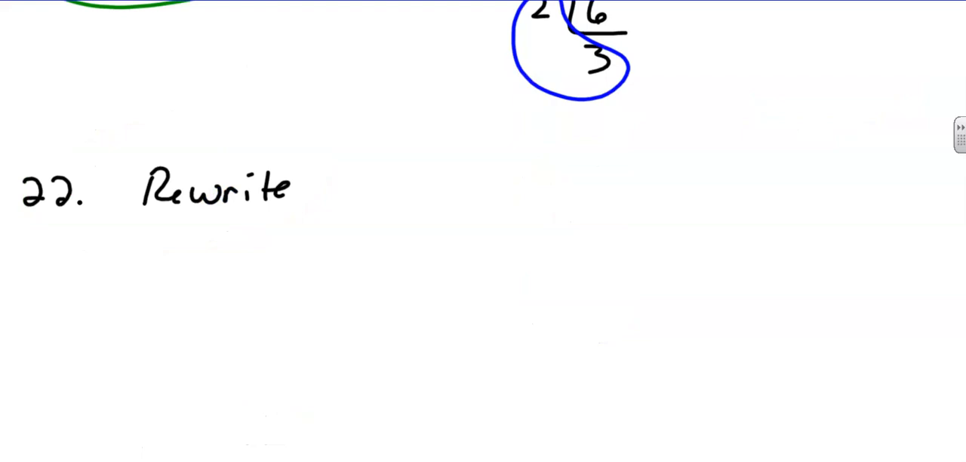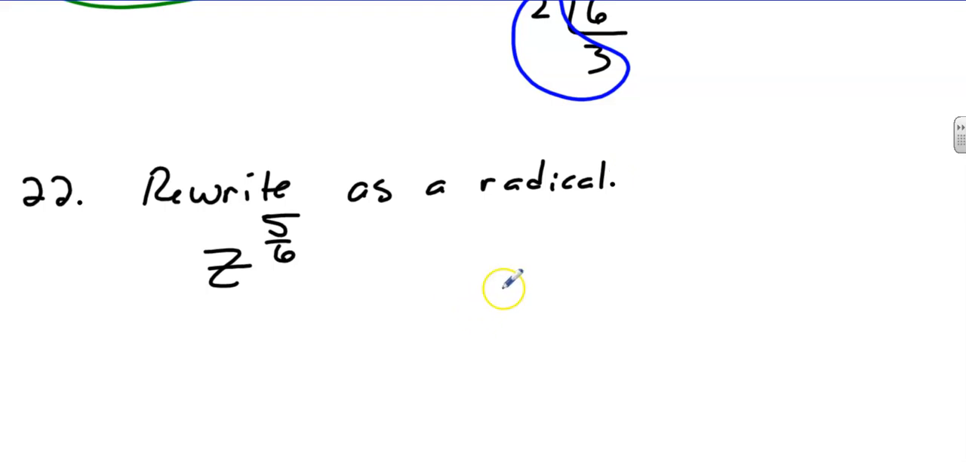Okay, 22. Biggest thing on 22 is it doesn't say to solve it. It doesn't say rewrite, it just says write it as a radical expression. Which means you're not going to do any solving, you're just going to change it from exponent to radical. To make it a radical, of course, that means we've got this part with the z. The bottom number, that's your index, it goes on the outside. The top number is your power, it's going to stay on the inside with the z.